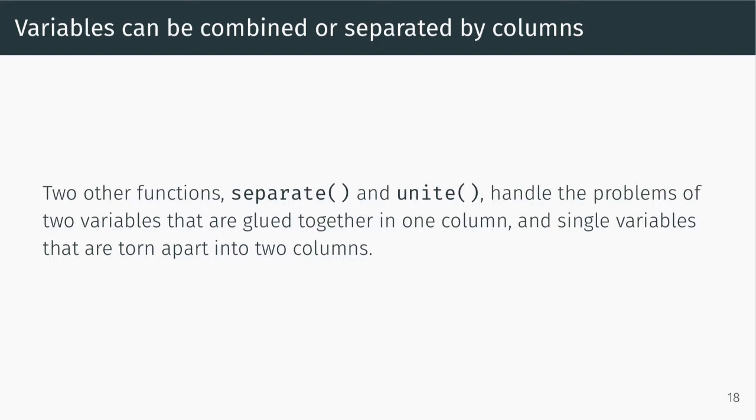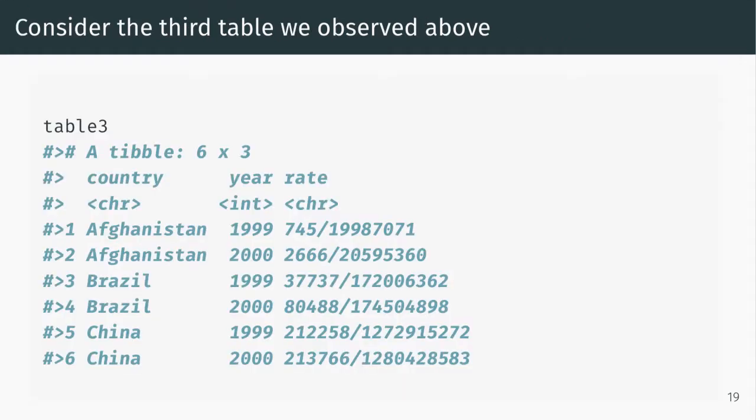Variables can be combined or separated by columns, so it's possible to have two variables glued together in one column. We saw an example of that. And we can also have single variables that are torn apart into two columns, and we'll create an artificial example of that. So here's the example we saw, table 3, where rate is actually two different pieces of data, the tuberculosis cases divided by the population. And we would rather be able to do that as an operation to get the cases and keep those separately.